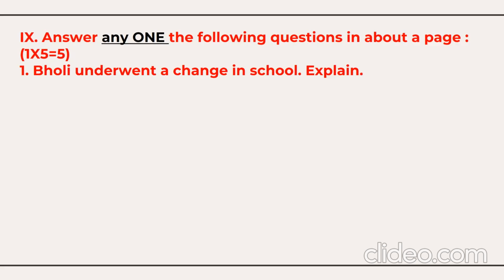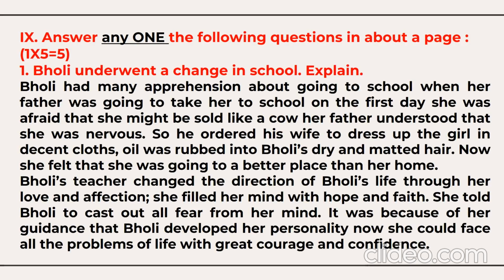Bholi underwent a change in school. So what is Bholi's school episode, or the school's impression? Bholi had many apprehensions about going to school. When her father was going to take her to school on the first day, she was afraid that she might be sold like a cow. Her father understood that she was nervous, so he ordered his wife to dress up the girl in decent clothes. Oil was rubbed into Bholi's dry and matted hair. Now she felt that she was going to a better place than her home.